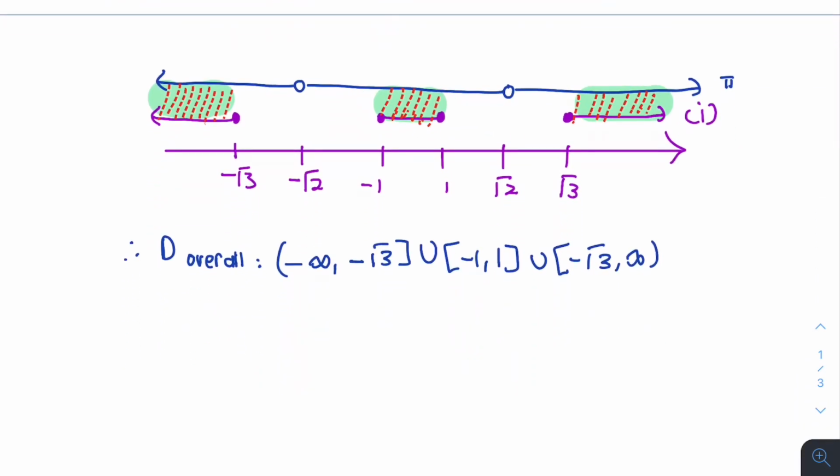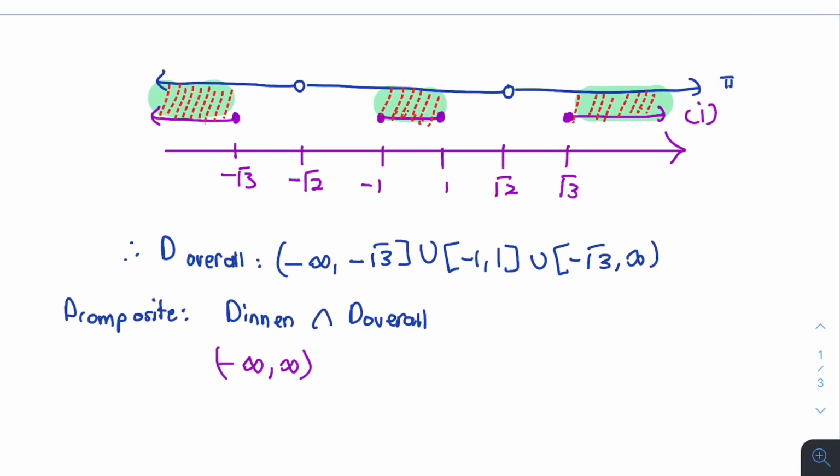Again, the domain for the composite, as I did before, is the domain for your inner function intersected with the domain overall. The domain for the inner function you got just now is negative infinity until infinity, which if you intersect with the domain overall, you get the overall domain for the composite. So you can conclude this is the domain for f composite g. Okay, so that is your final answer.